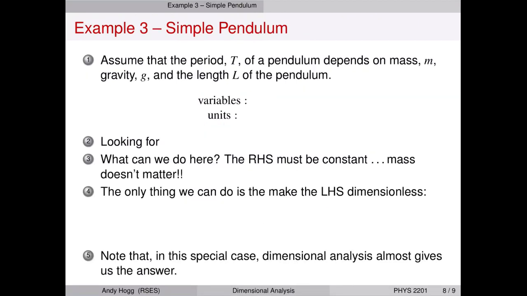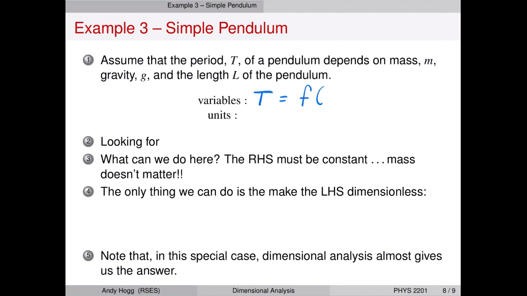Okay, let's do one more worked example here using something that you know and love, a simple pendulum. Let's assume that the period T of a pendulum depends on mass, m, gravity, g, and the length, l, of the pendulum. Then we write our problem as before.